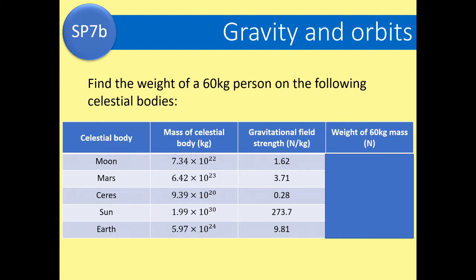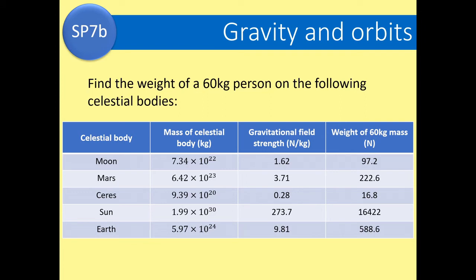Okay, so hopefully you should have got these answers here. So for the Moon, the 60 kilogram person has a weight of 97.2 newtons. On Mars, 222.6 newtons. On Ceres, 16.8 newtons. On the Sun, 16,422 newtons. And on Earth, 588.6 newtons.